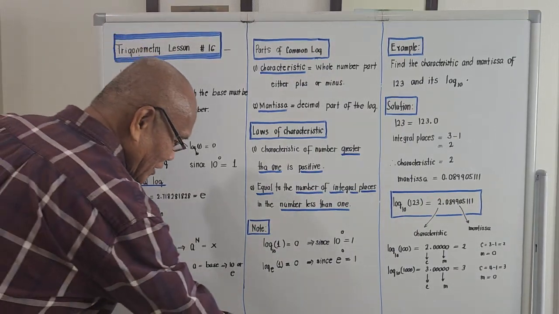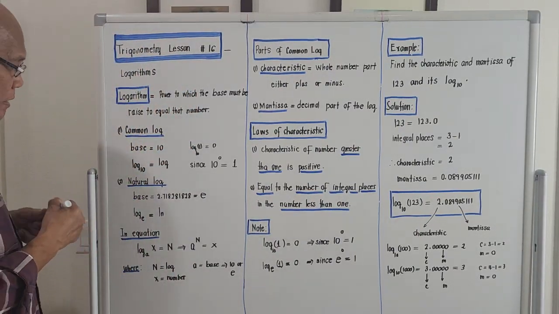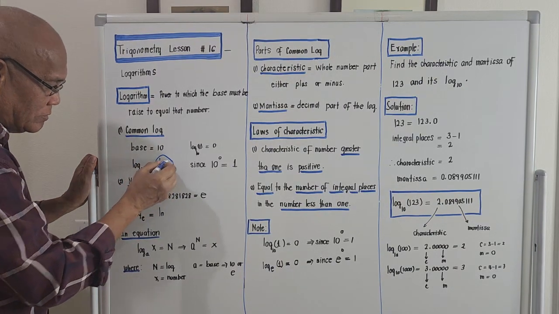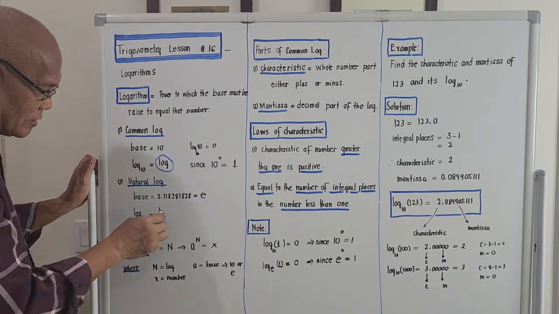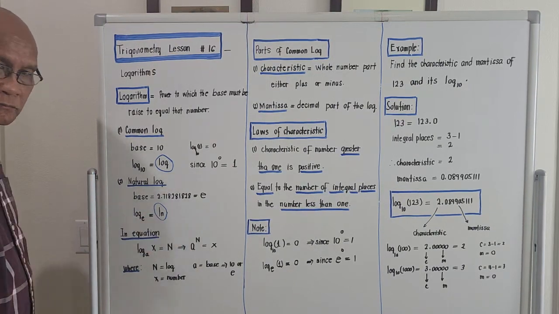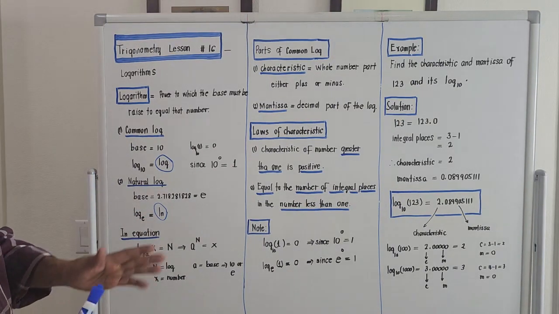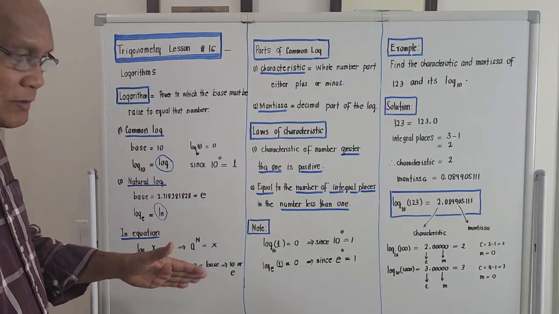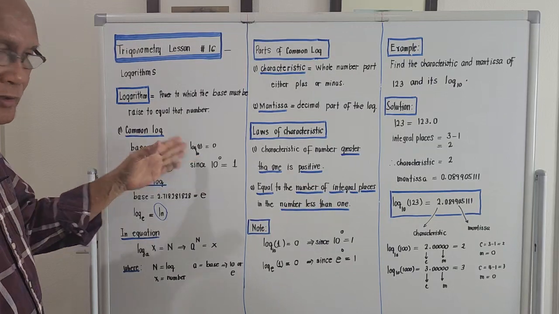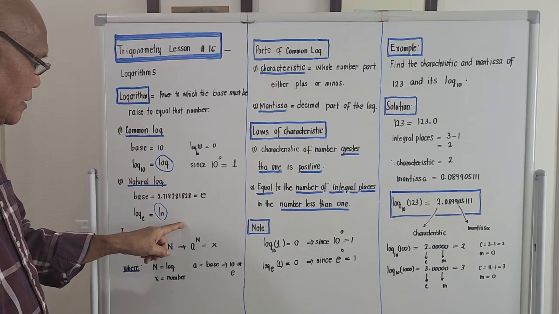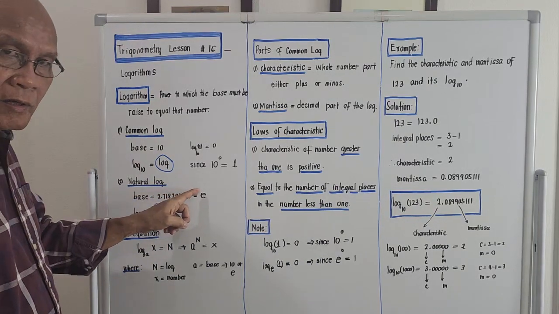So for simplicity, under common log, we just write it as simply log. And under natural log, we just write it as simply ln or natural log. So at least we now know how to differentiate in the way we read the logarithm. If it's just simply log, it is common logarithm. If it is ln, it means it's natural logarithm.